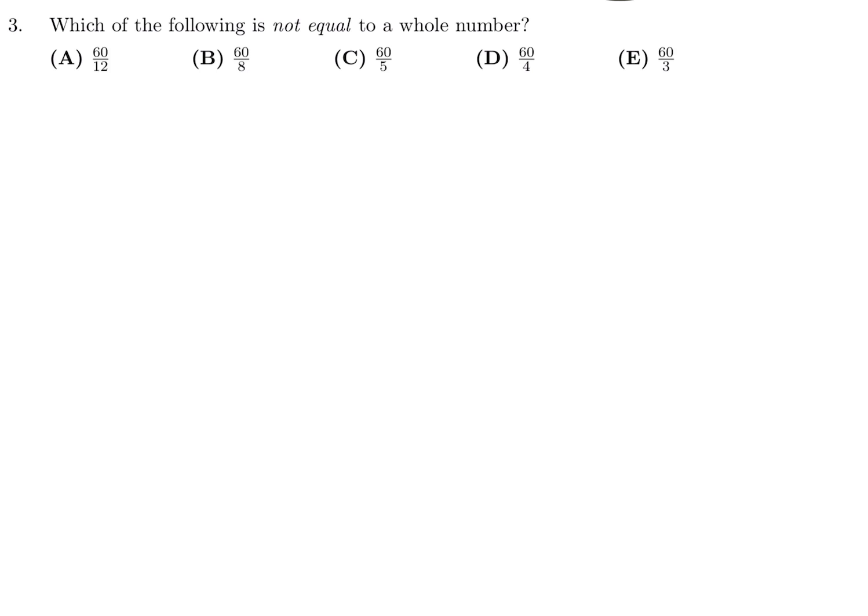Which of the following is not equal to a whole number? 60 divided by 12 is 5. 60 divided by 8 is 7.5. 60 divided by 5 is 12. Divided by 4 is 15. And divided by 3 is 20. So of these, the one that is not a whole number is 60 divided by 8. So choice B for number 3.